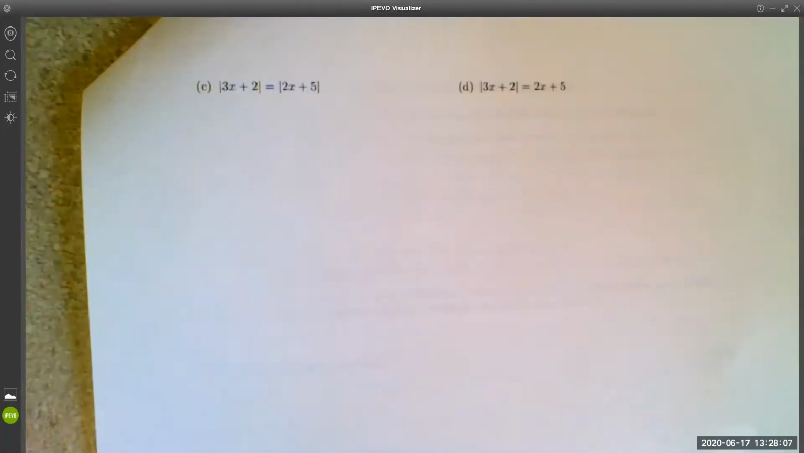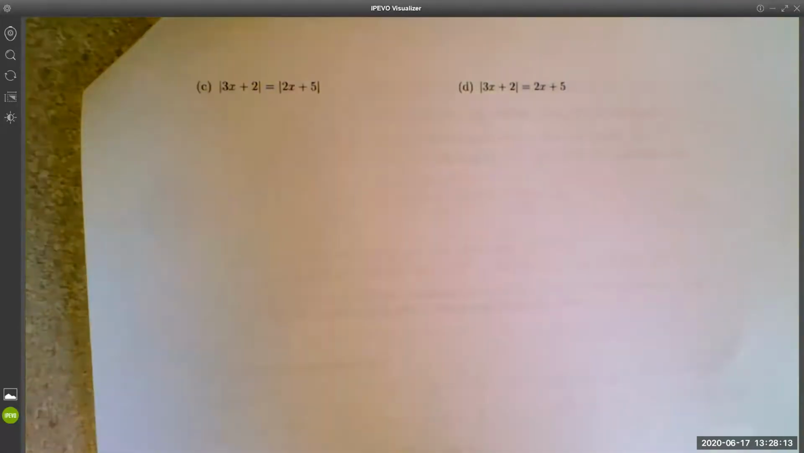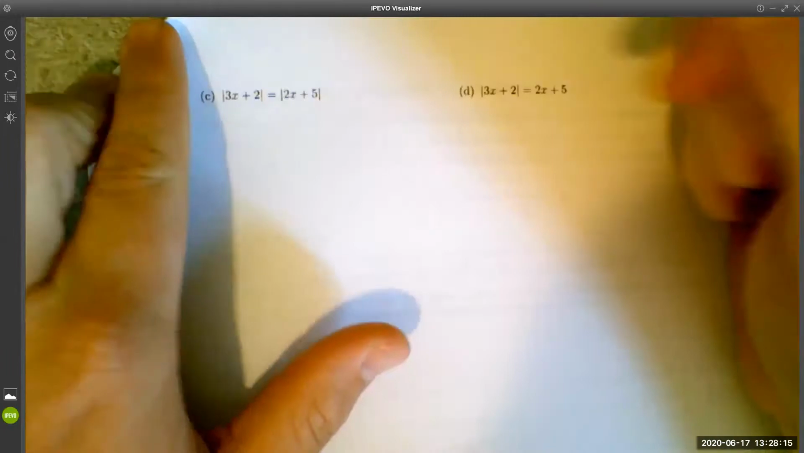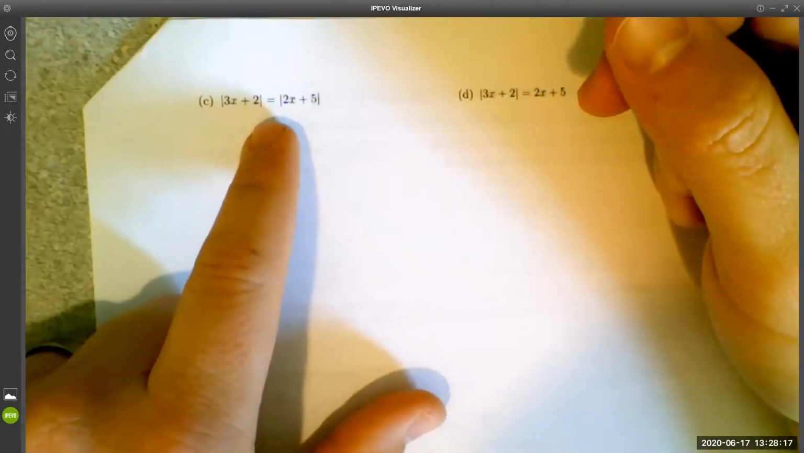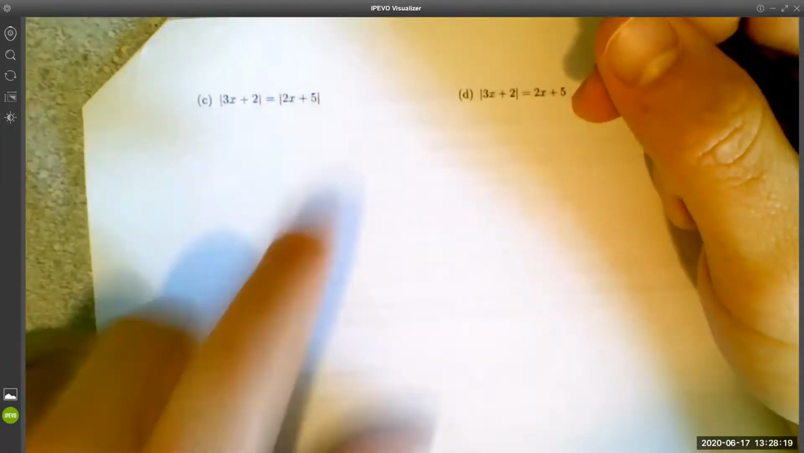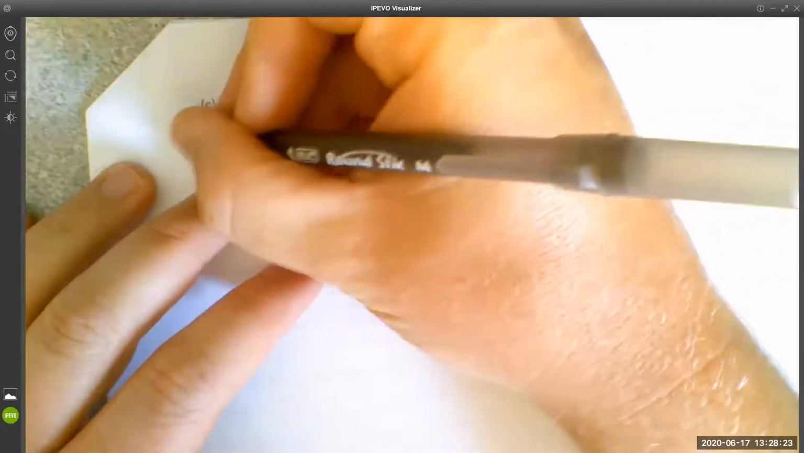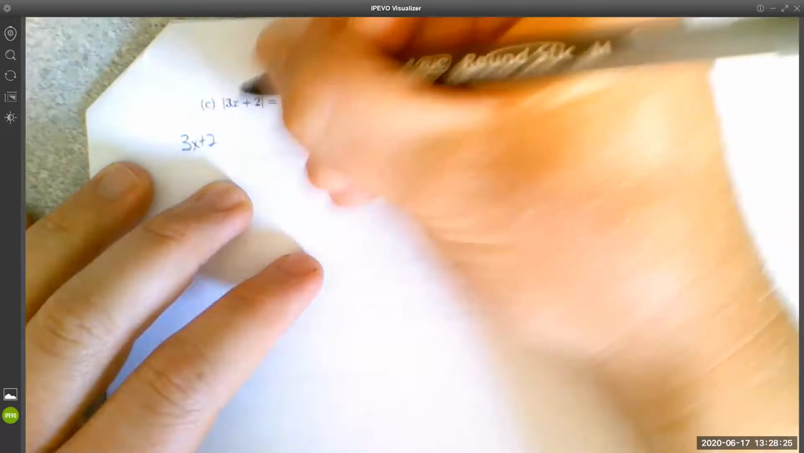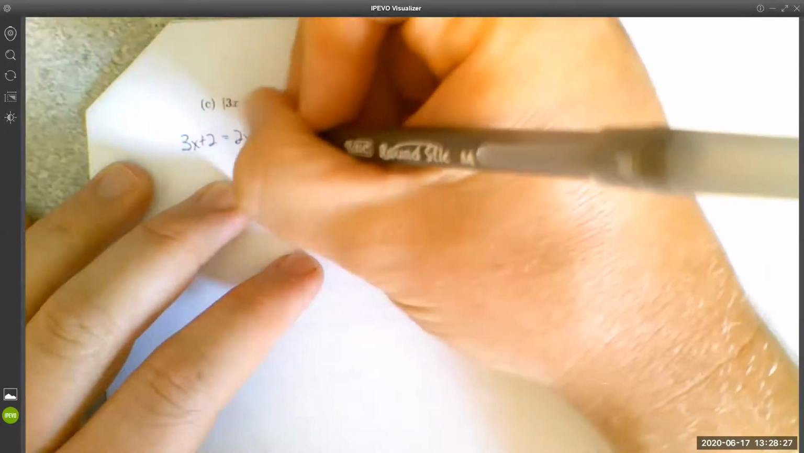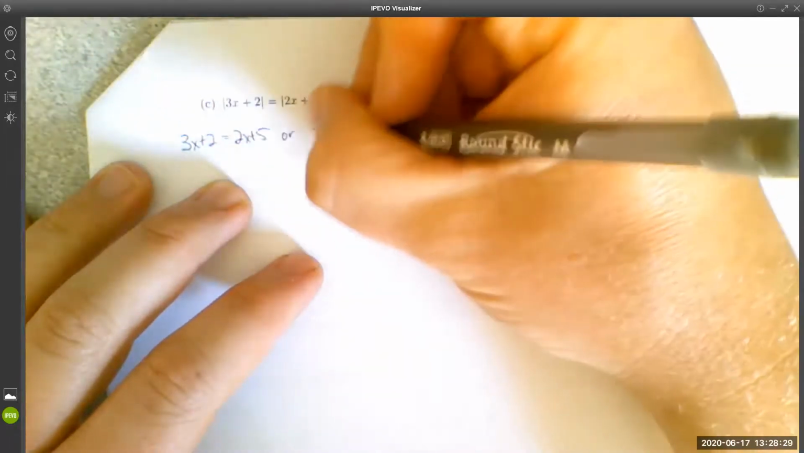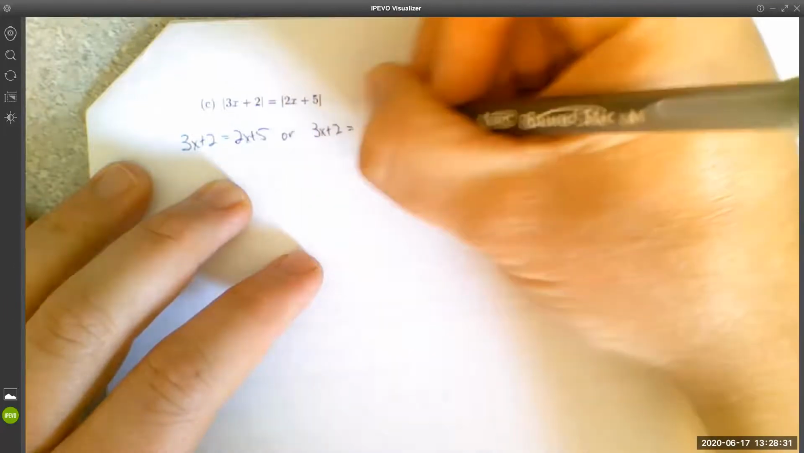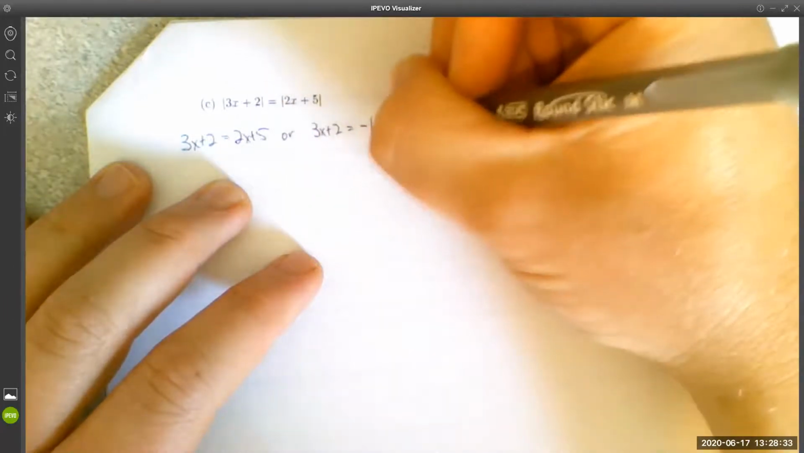3x plus absolute value 3x plus 2 equals absolute value 2x plus 5. This is actually not even the kind that we have to do a piecewise definition. This is one of the simple versions, right? This is one of those simple cases where we can just say 3x plus 2 equals 2x plus 5, or 3x plus 2 equals negative 2x plus 5.